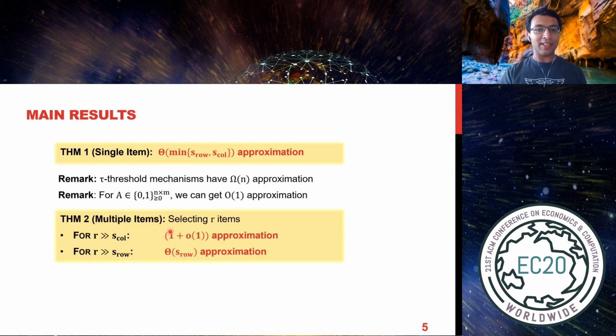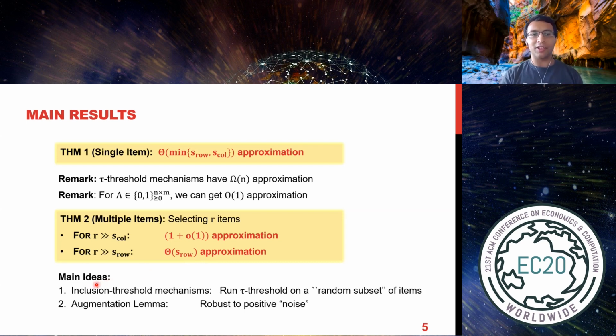We also have results for selecting multiple items. In particular, if we are selecting R items, then interestingly, there's a difference between column and row sparsity. The results are in some sense no longer symmetric. If your rank R is much larger than the column sparsity, you can get approximation factors tending towards 1, which is similar to what we get in the prophet inequality problem in the independent case as R becomes large. But if R is much larger than only the row sparsity, then it doesn't necessarily imply much.